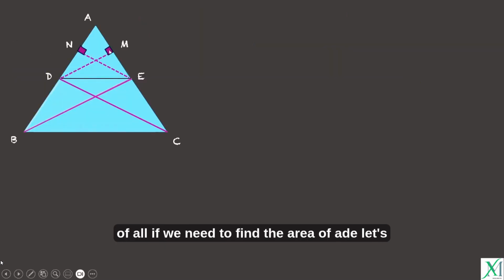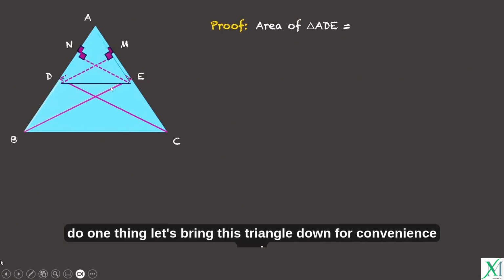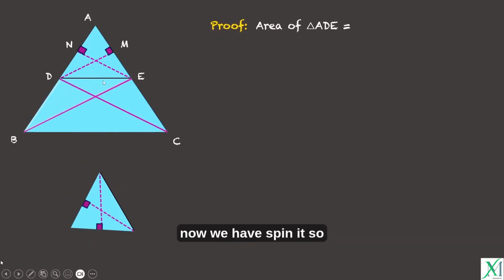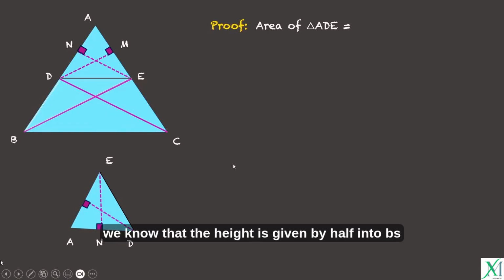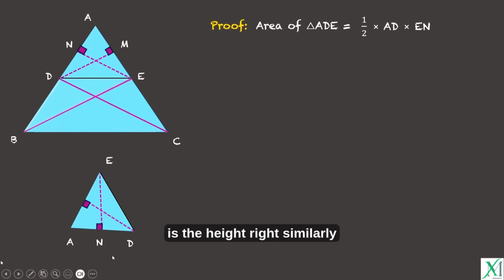First of all, if we need to find the area of ADE, let's write it down, area of ADE. Let's bring this triangle down for convenience. And now we have spun it. So this side AD is over here. This is the point E and this is the point N. Now we know that area of a triangle is given by half into base into height. So if AD is the base, EN is the height, right?